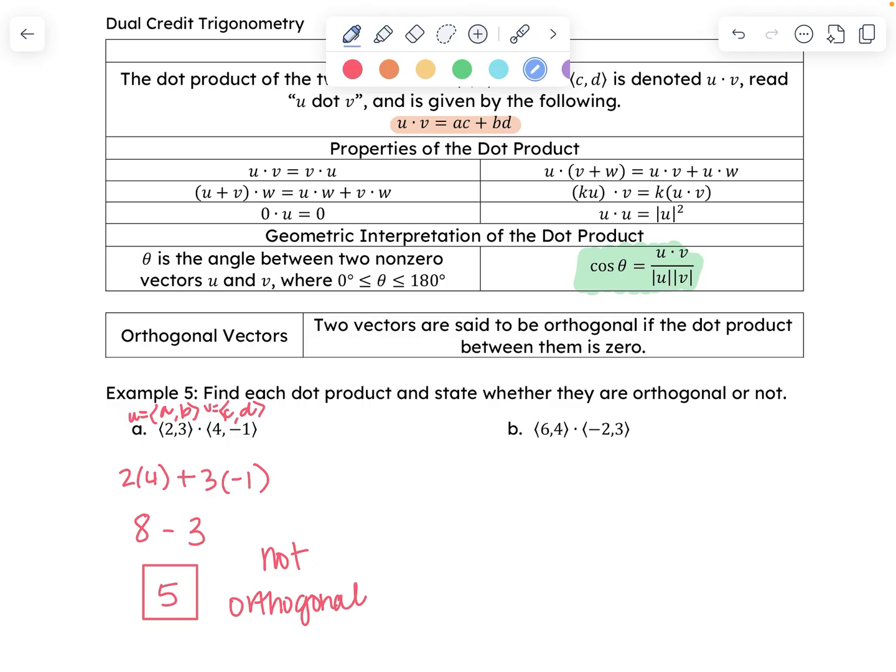Then for B over here, same idea. I've got A, B, C, D. So 6 times -2 plus 4 times 3. So 6 times -2 is -12, plus 4 times 3 is 12. -12 plus 12 is 0, which means that these two are orthogonal.